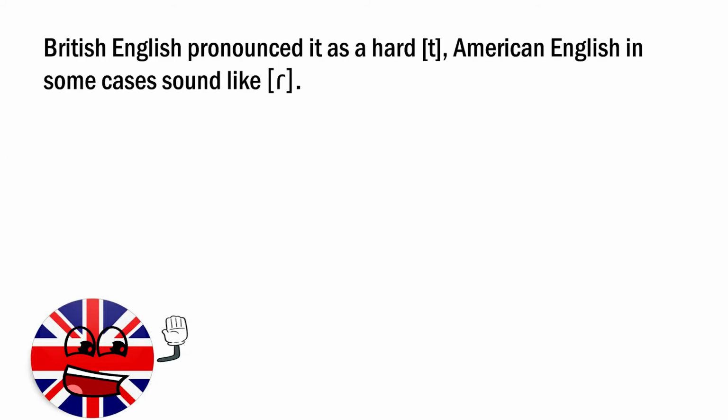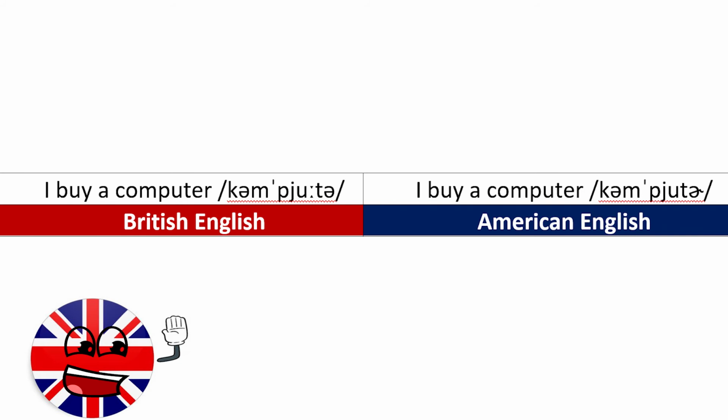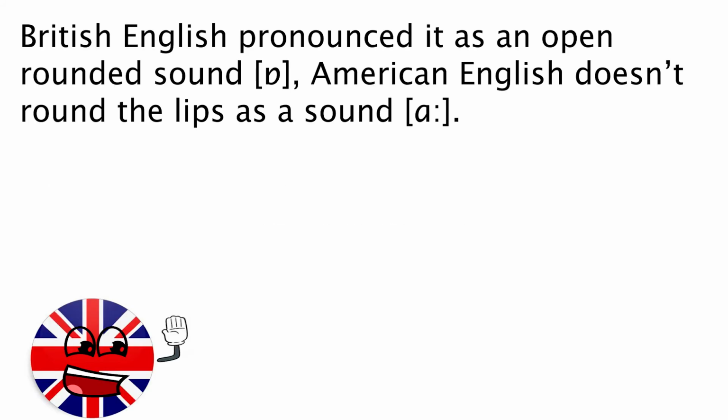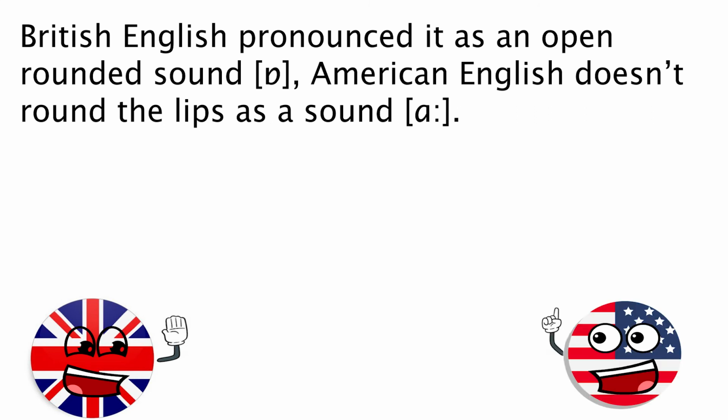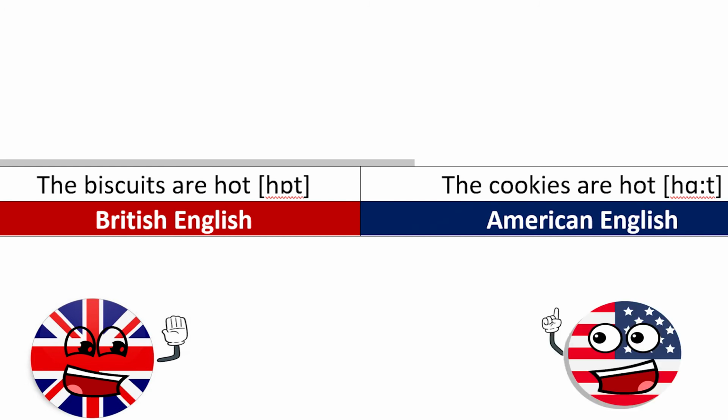T sounds. British English pronounces it as a hard T. American English in some cases sounds like an R. I buy a computer. I buy a computer. O sound. British English pronounces it as an open, round sound. American English doesn't round the lips for that sound. The biscuits are hot. The cookies are hot.